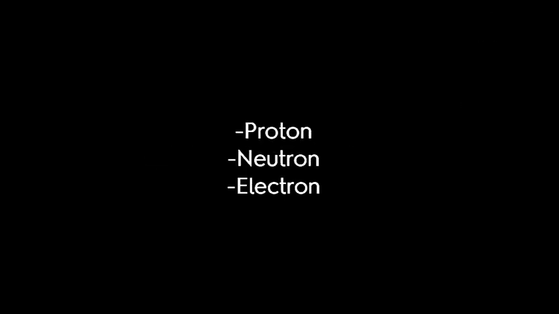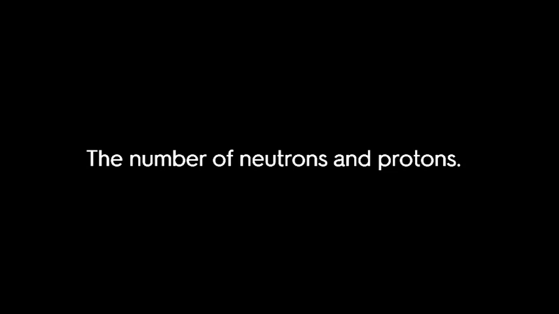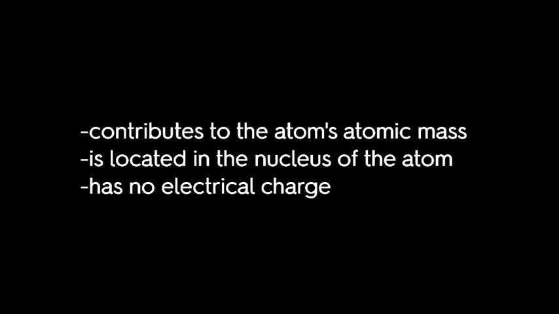Less than 7. What makes up an atom? Proton, neutron, electron. The atomic number of an atom is equal to the number of what? Protons. Atomic mass of an atom is equal to what? The number of neutrons and protons. Characteristic of a neutron. Contributes to the atom's atomic mass, is located in the nucleus of the atom, has no electrical charge.